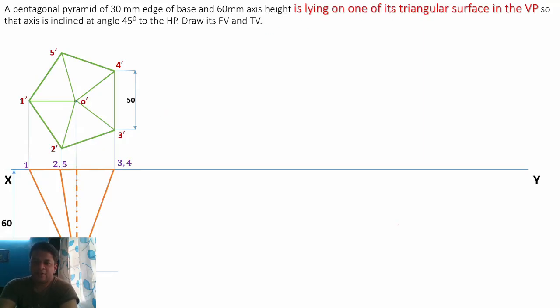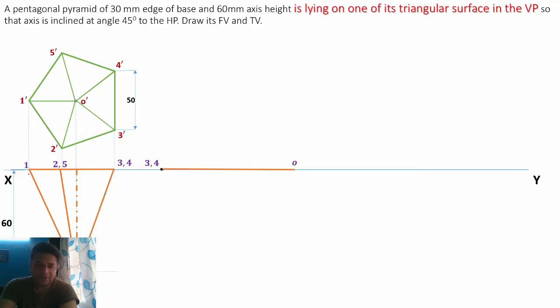Now it is lying on one of its triangular surfaces. So we'll first draw the point 3, 4 here. Now the corresponding edge is O 3, 4. So take a measurement in the compass from 3, 4 to O, and mark it here. By taking this measurement we'll mark the length here. So this is the point O.